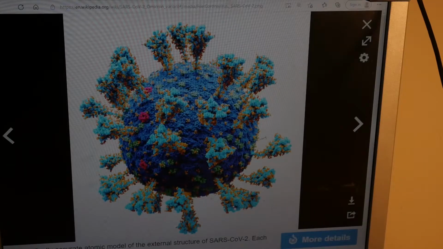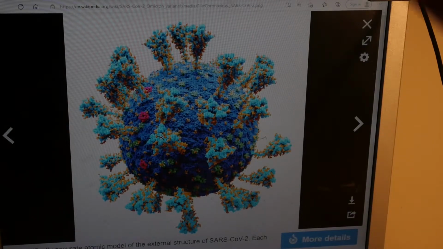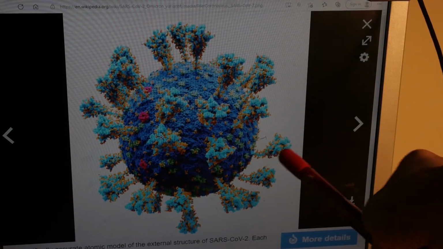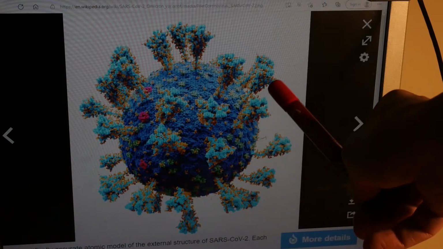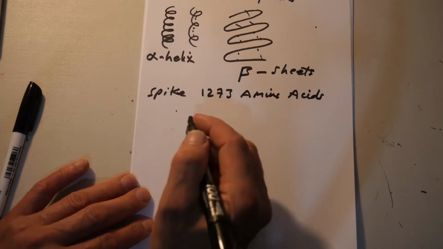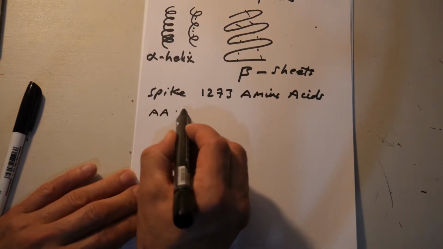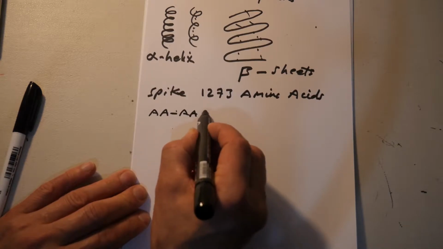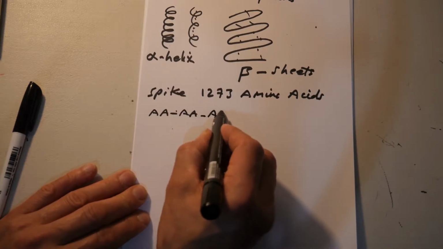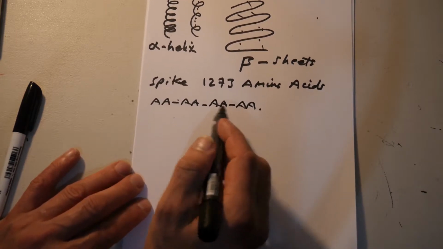Okay. Accurate atomic model of the SARS coronavirus structure. As you can see, you've got these fluffy spikes, and each little ball represents an atom, okay? And I mentioned previously that amino acids are joined together by peptide bonds, okay? So they're all linked together, okay? But what are amino acids?